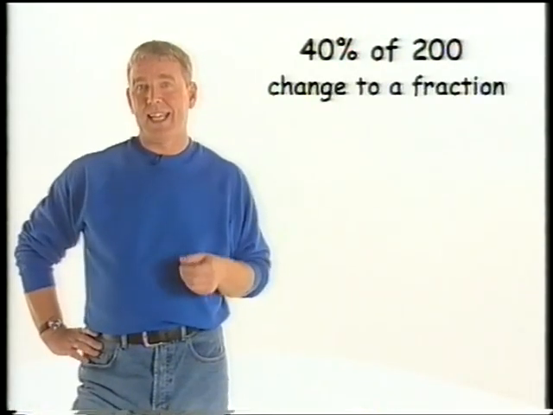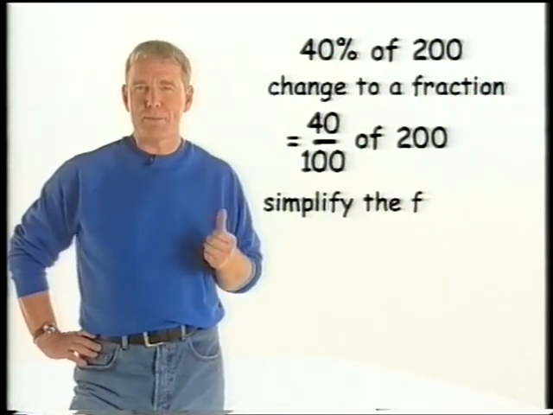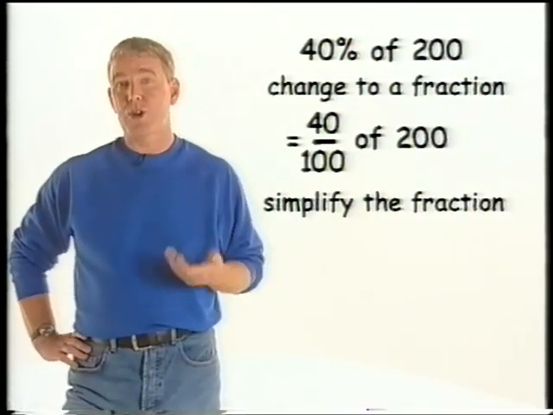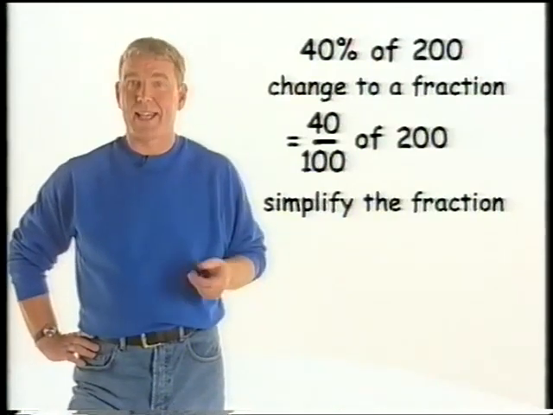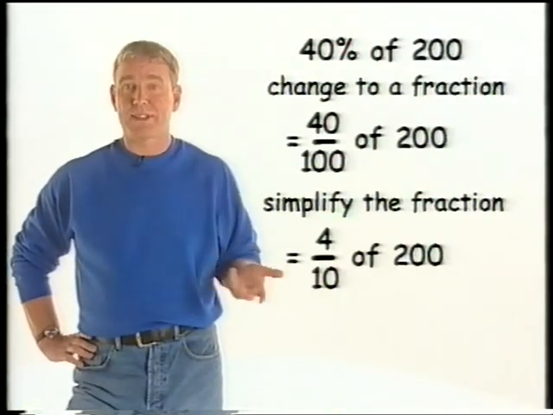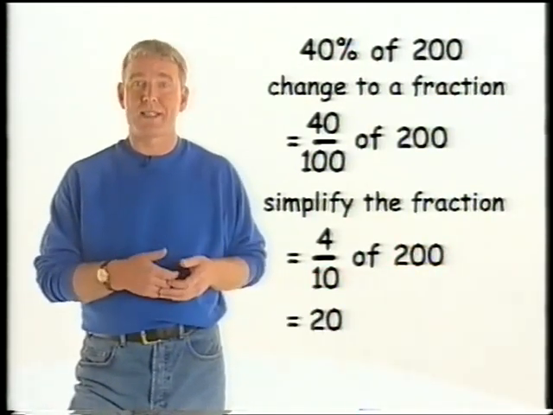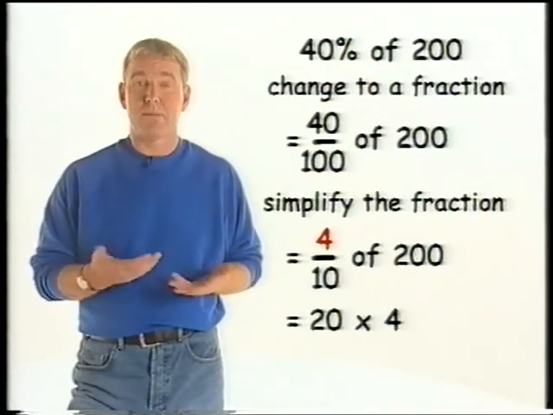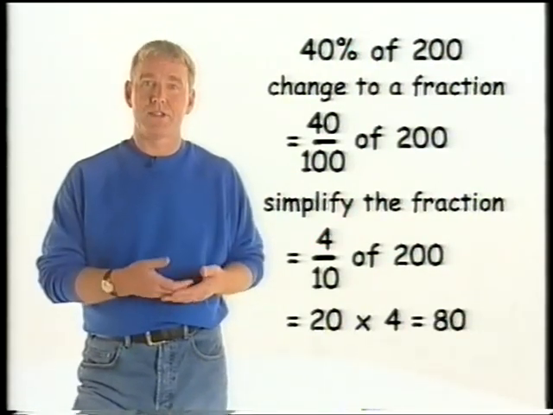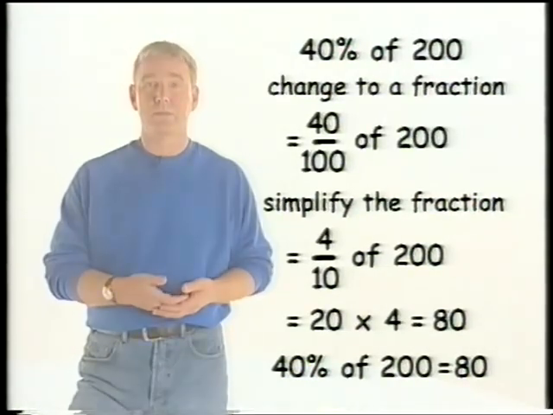How about 40% of 200? First, change the percent into a fraction. That's 40/100ths. Simplify the fraction by dividing the top and bottom by, say, 10. That gives us 4/10ths. Work out 4/10ths of 200. Divide the 200 by the 10, that's 20, and multiply the 20 by the 4, that's 80. So 40% of 200 is 80.